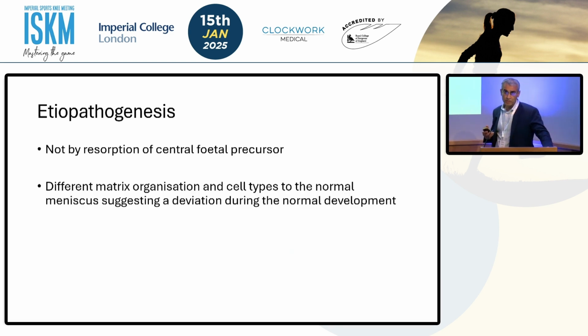There is a common misconception that these are a resorption of the central meniscus, as in fetal development. But it's very rare to see a discoid meniscus in fetal anatomical specimens. If you look at histological studies, their matrix organization is different and they have a different cell type. It suggests there is a deviation from the normal development pathway, so a different entity rather than just a change in the development of the meniscus.